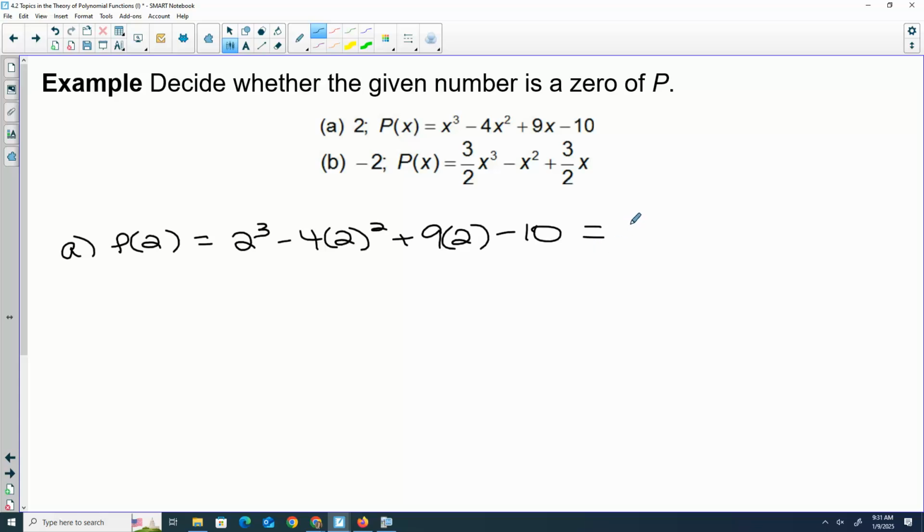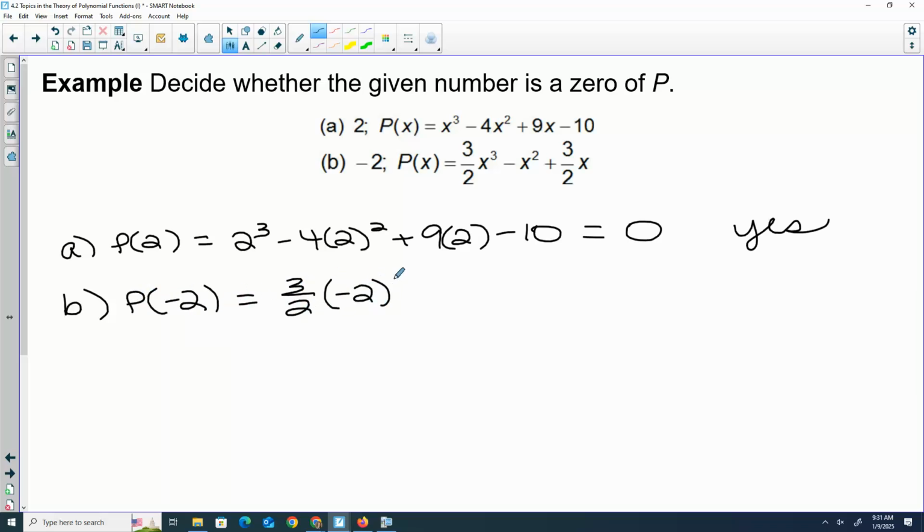And we get 0. So is that one a 0? Yes. B, what would I plug in? -2. If I give you the number itself, you plug in that number. If I give you with the x, it's always the opposite. I think it's -19. Is that what you guys got? So is that one 0? No.